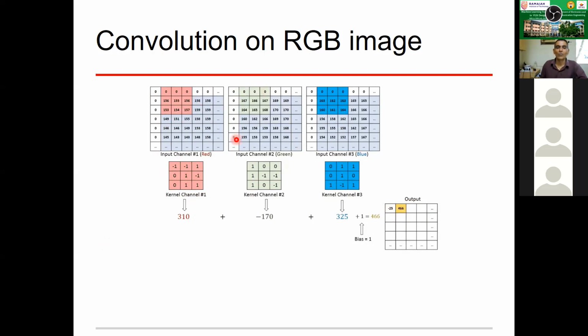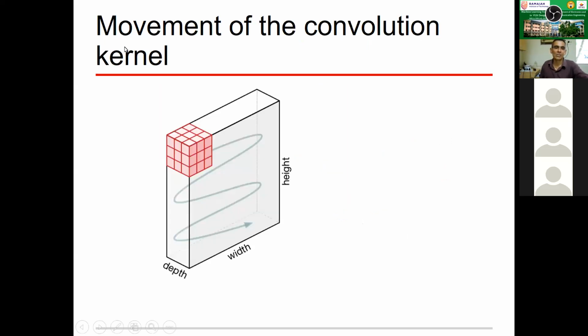And usually a convolution operation is followed by a pooling operation. There are different types of pooling: max pooling, average pooling, and so on. So over to you, Urvi, to run the part of neural networks. This is how the convolution kernel moves, which you have already seen.